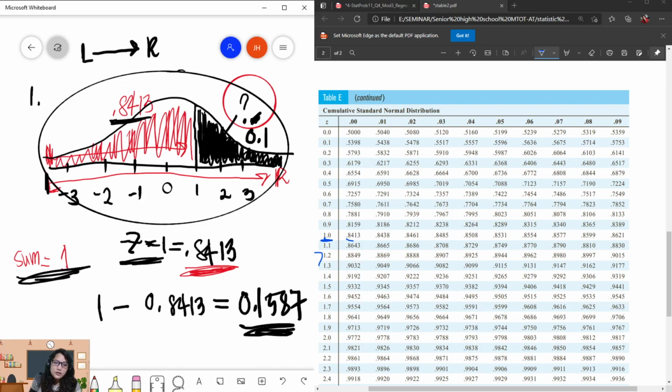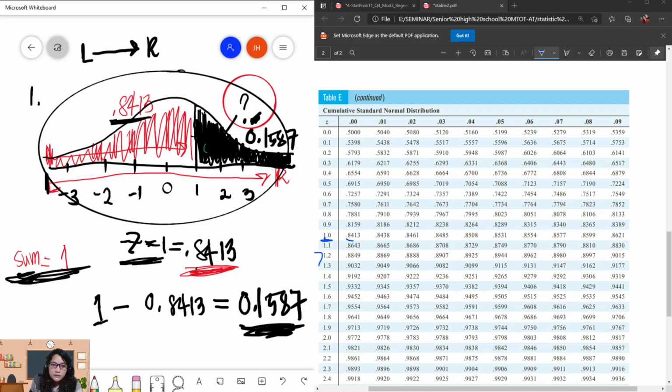Can you get it? If you have questions, you can just comment. Because we are looking at this area, that's why we did the subtraction. The given z-score here is from left to right, so we cannot use 0.8413 as this area because it is the area from left to right. It is on the other side, which is this red color. In order for us to get the black region, we need to subtract it from the whole or the totality. So that is 1 minus the area for z equals 1, and that is the area of this region.